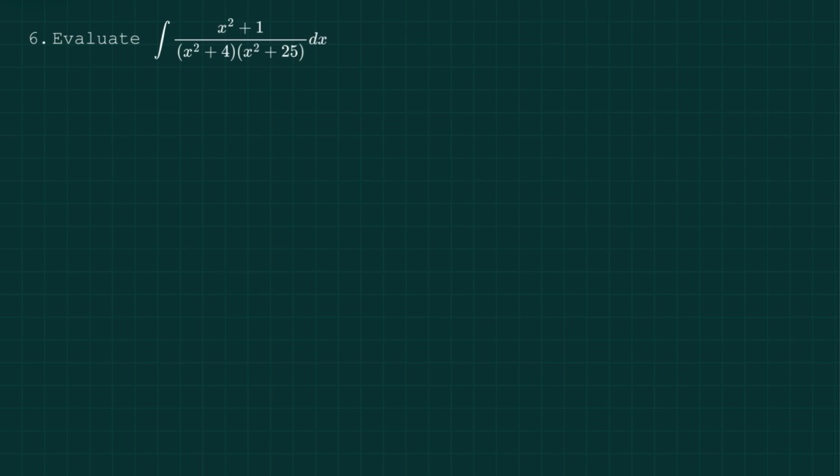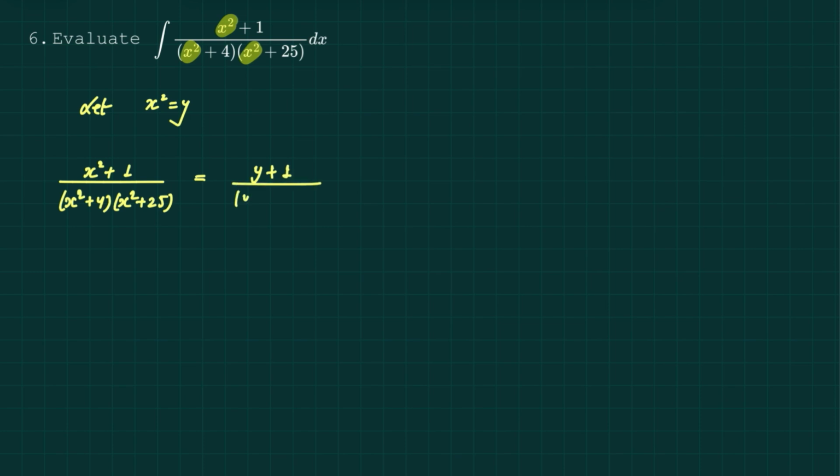Question 6. Evaluate the integration of (x square plus 1) over (x square plus 4) into (x square plus 25). So here at first we will just assume this x square to be another variable. So let us assume this x square to be y. We are not doing the substitution, okay, just assuming x square to be y. Then the given function, that is (x square plus 1) over (x square plus 4) into (x square plus 25), equals (y plus 1) divided by (y plus 4)(y plus 25).